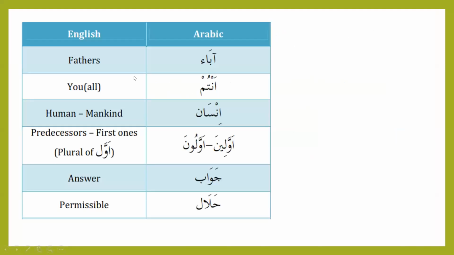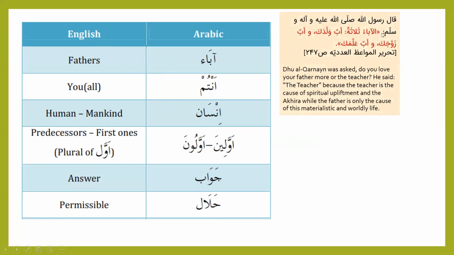Vocabulary. Let's have a discussion on that. Aba. Aba is a plural of ab. Ab means father. Aba is fathers. Okay. There is a hadith from Rasulullah sallallahu alayhi wa sallam. He says that al-aba'u thalathatun. Every person has 3 different fathers.